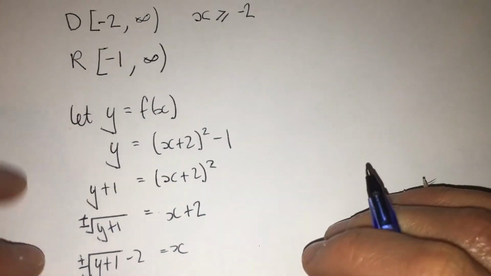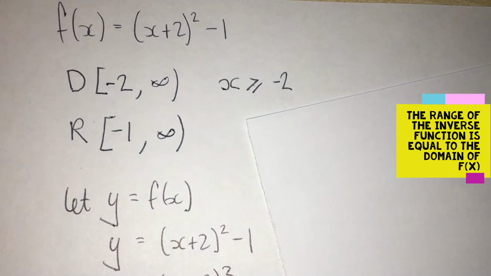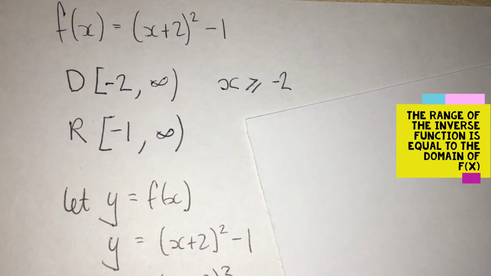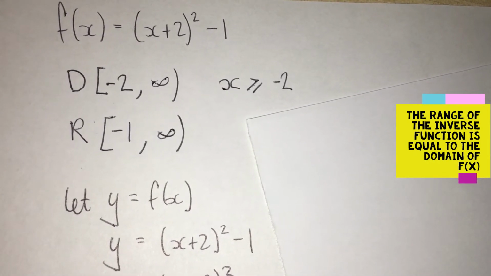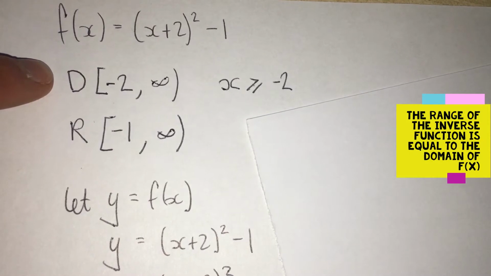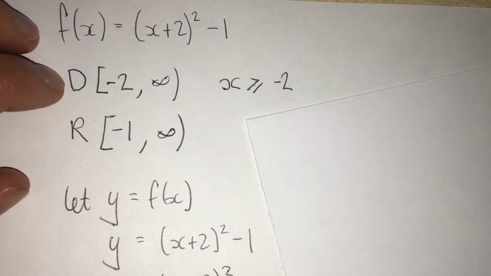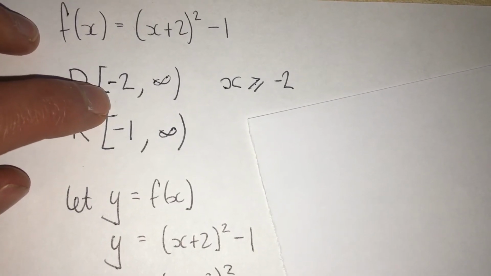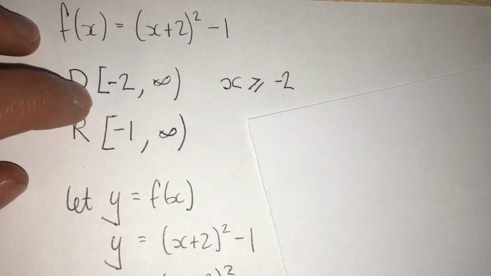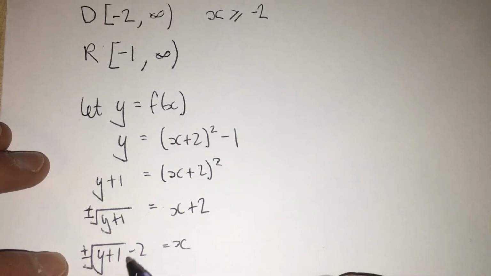So we need to consider what's going on. Now I said we want the... looking back at the original function, the range of the inverse function is the same as the domain of the function. So all we're getting out of our square root are any values from -2 to infinity. So it makes sense for our square root to be positive. This has to be a positive square root for that to exist.